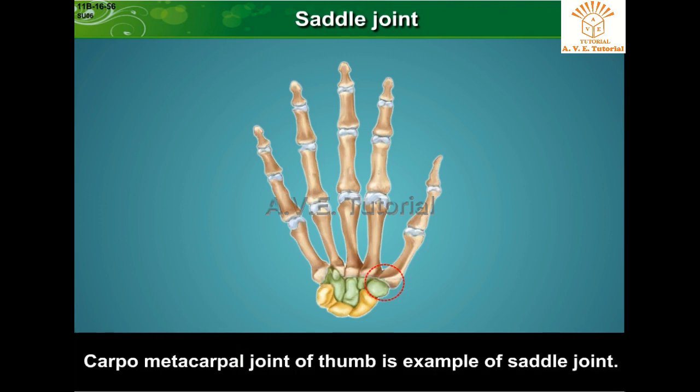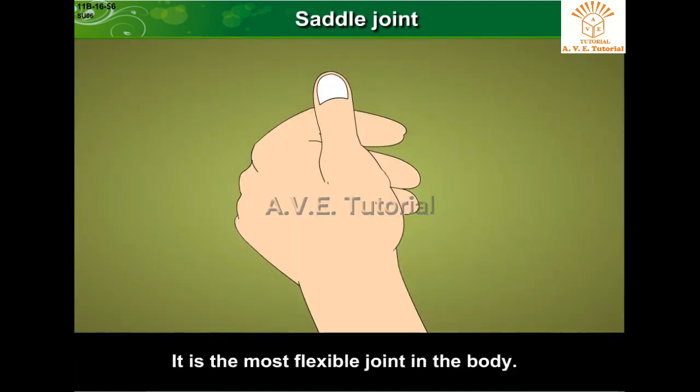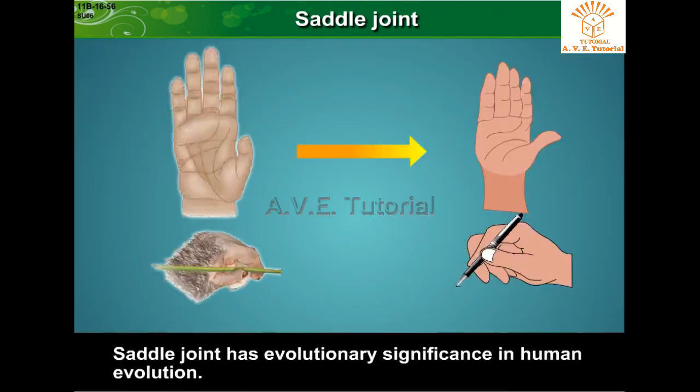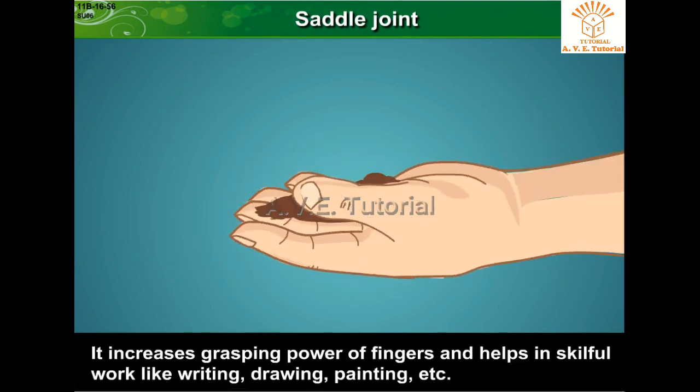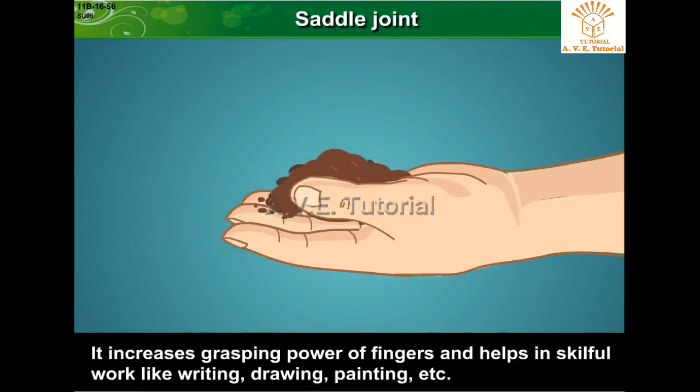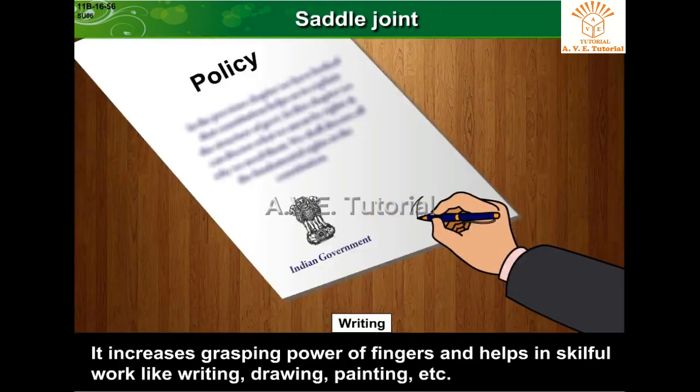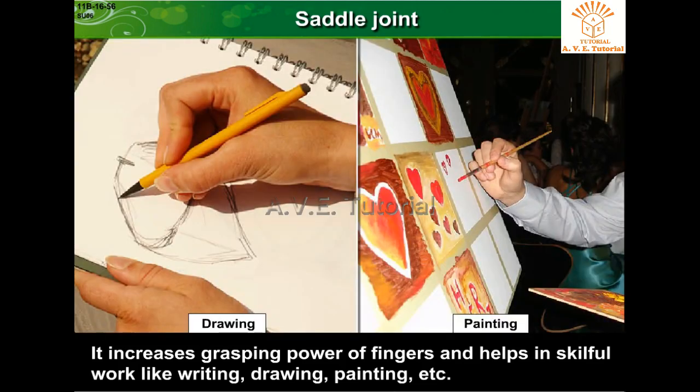The carpo-metacarpal joint of the thumb is an example of a saddle joint. It is the most flexible joint in the body. The saddle joint has evolutionary significance in human evolution. It increases the grasping power of fingers and helps in skillful work like writing, drawing, painting, etc.